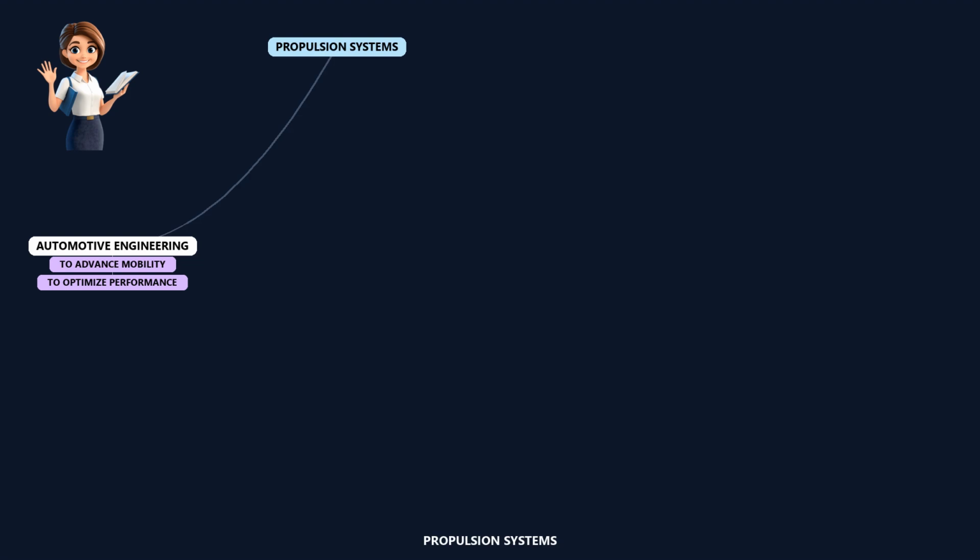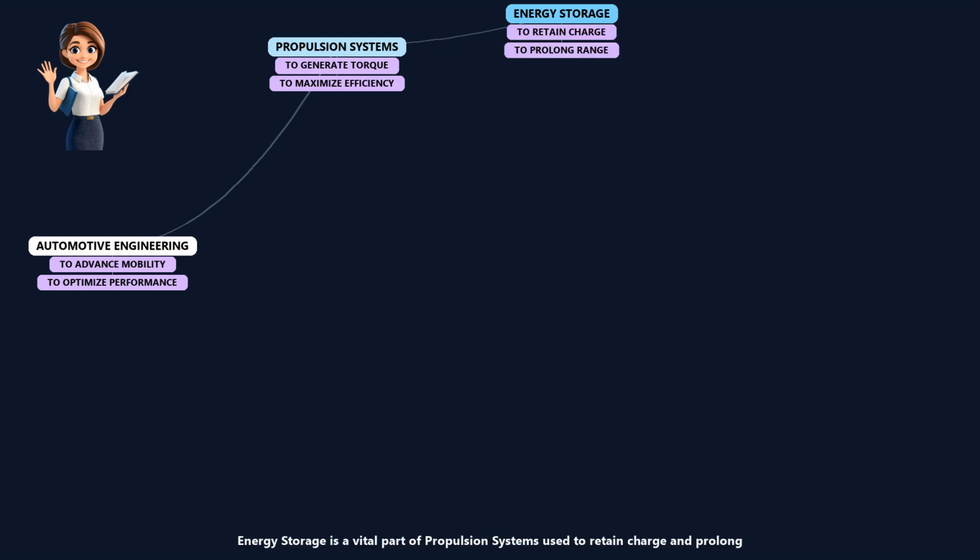Propulsion systems. As a core pillar of automotive engineering, propulsion systems allow a vehicle to generate torque and maximize efficiency on the highway. In simple terms, this is the engine or motor that makes the car go. Energy storage. Energy storage is a vital part of propulsion systems used to retain charge and prolong range for long journeys. This means we are finding better ways to carry electricity or fuel so you don't have to stop so often.